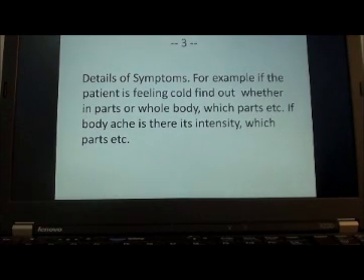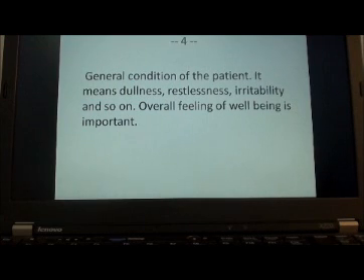Number 3, details of symptoms. For example, if the patient is feeling cold, find out which part of the body he feels more cold. If body ache is there, find out its intensity, and which part of the body. All these details are very important while examining cases of fever. Number 4, general condition of the patient. It means dullness, restlessness, irritability, and so on. Overall feeling of well-being is important.